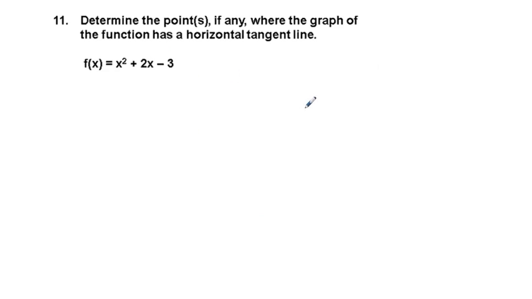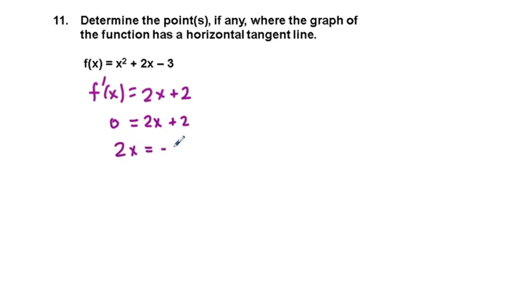Then we have, I think this is the last one. Determine the point, if any, where the graph of the function has a horizontal tangent line. And so to do that, we set the derivative equal to 0, but let's find the derivative first. We get f prime of x is equal to 2x plus 2. And if we set that equal to 0, we get 0 equals 2x plus 2. So we get 2x is equal to negative 2. So dividing by 2, x is equal to negative 1.